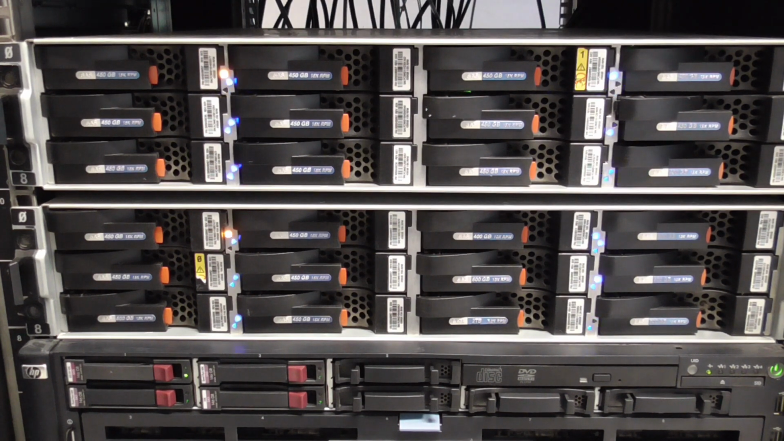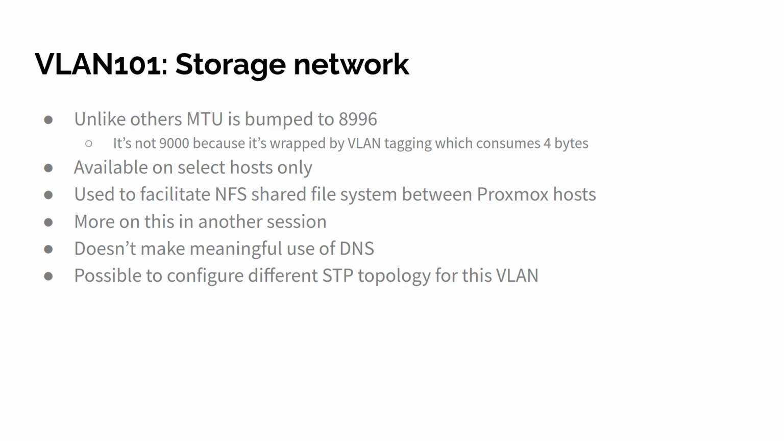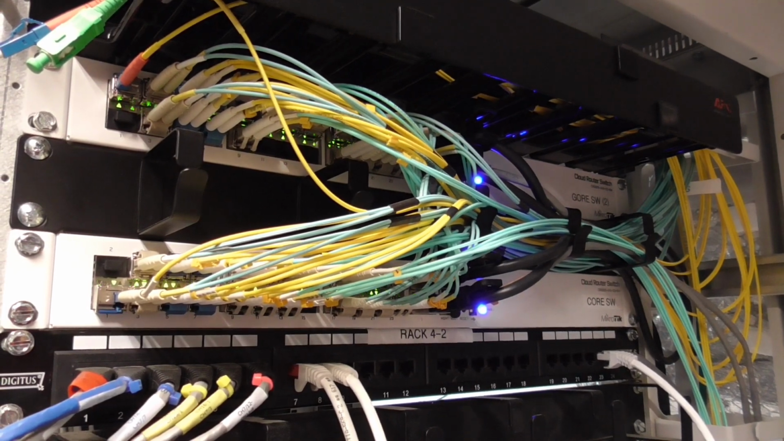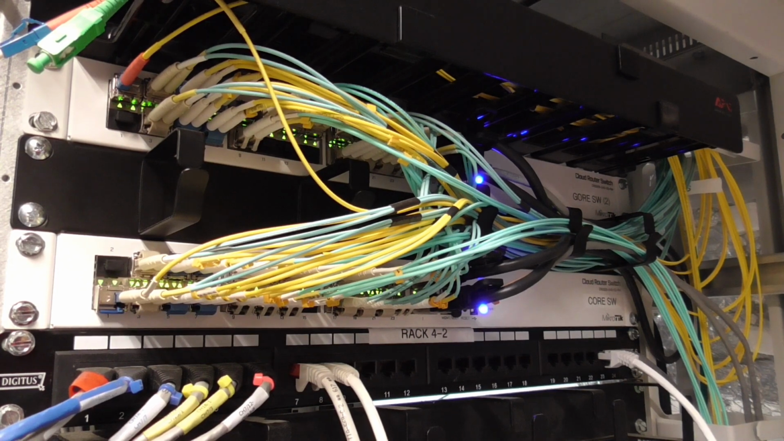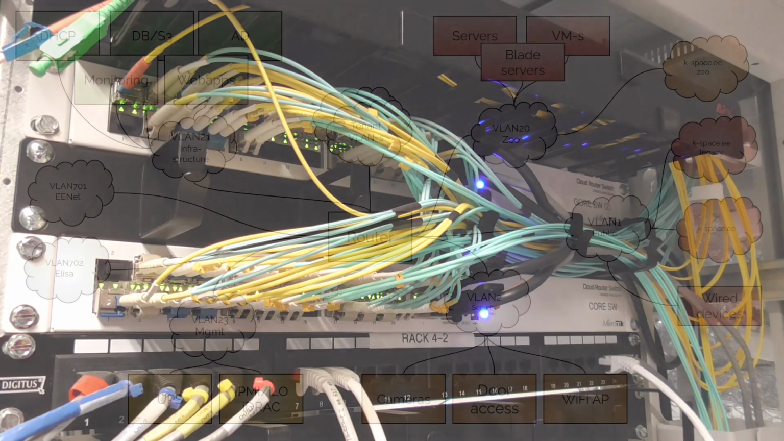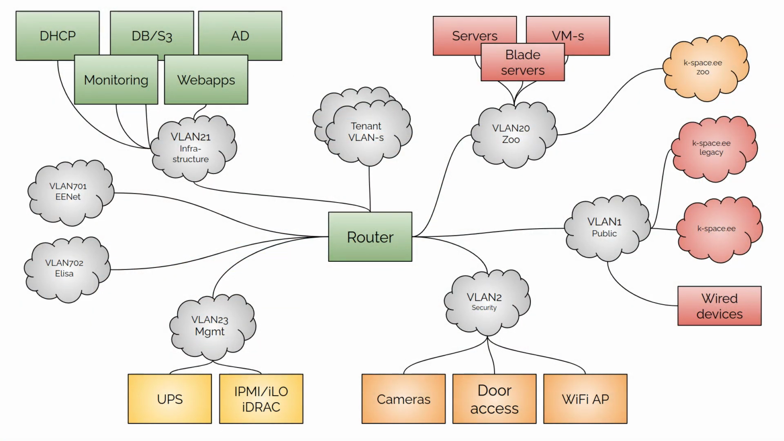This VLAN doesn't make any meaningful use of DNS, because we don't want to disrupt the tenant VMs even if our own DNS is down. And there is an opportunity to configure a different spanning tree topology for this VLAN. So we could have the storage VLAN prefer another core switch. And the end result here would be that we would have sort of load balancing between the core switches as well. Now, if we would smash all of the previous slides into one picture, it would look something like this.